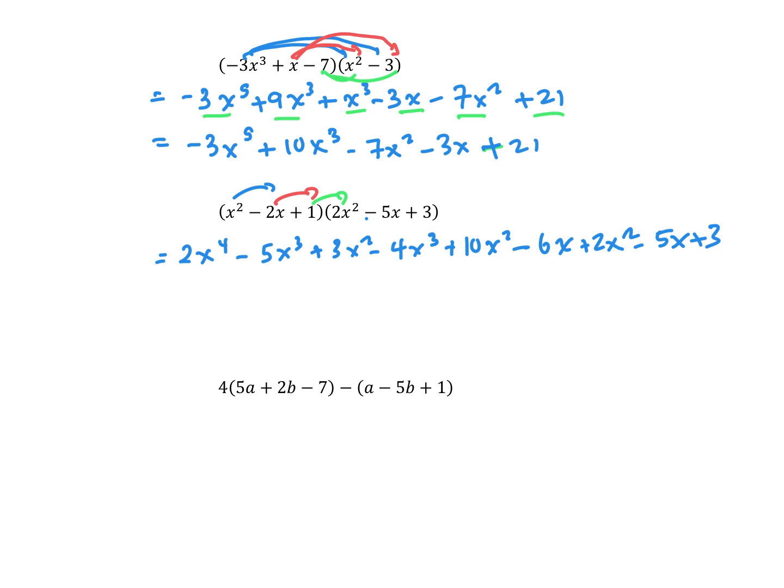Then we're going to collect like terms. So x to the power 4, there's only 1. Oh, it's not a negative, it's positive. Okay, next term, x to the power 3. Let's see, we have 1 there. So negative 5 minus 4 is negative 9, x to the power 3. Again, you can use your calculator for the integer part. X squared, we've got 3, and 10 is 13, and 2 is 15. x's, we've got a 6x and a 5x there, so that's 11, and they're both negative. And then finally, we've got this 3.